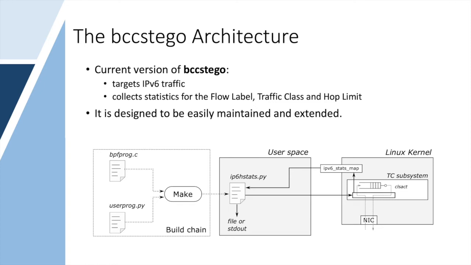There are 2 distinct files: bpfprog.c, which provides the skeleton of the eBPF program, and userprog.py, which is the user space utility written in Python. The makefile merges the different components and builds the IPv6hstats.py, which is a Python executable module. Through the execution of this last module, it is possible to define parameters such as the number of bins or the interval to read the eBPF map in the user space.